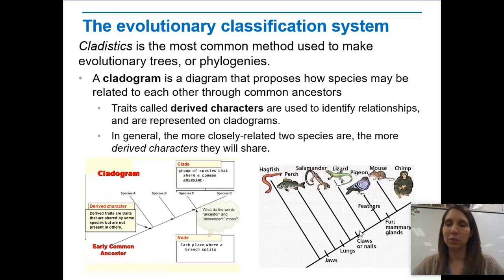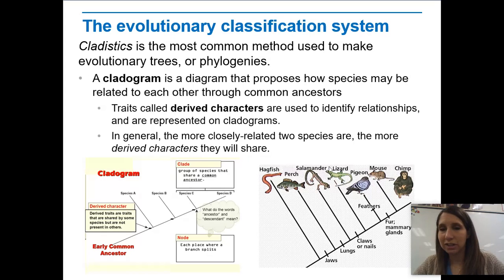In general, again, the more closely related two species are, the more derived characters they would actually share. And so if we look at this example, we're going from animals of all sorts of different types. We have hagfish, perch, salamanders, lizards, pigeons, mice, and chimps. And so if we think about the mouse and the chimp and how similar they are, well, they're going to share all of these things in common, right? They have jaws, they have lungs, they have claws or nails, they have fur and mammary glands, right? There's something that distinguishes these two here, but for the most part, they're going to share a lot of things in common because they're pretty closely related.